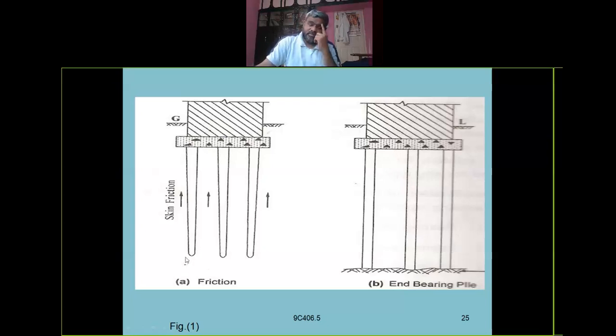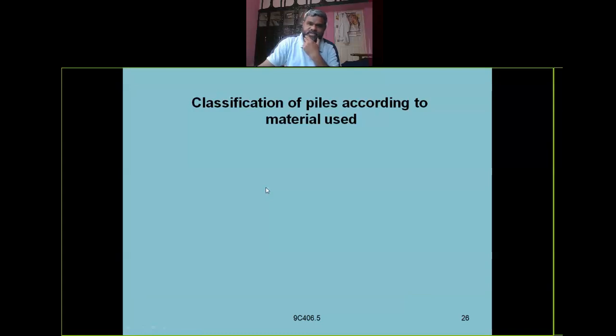Here the piles are not rested on hard strata, but the piles are constructed close to each other, and the gap between the piles is filled with sand, so the skin friction will be developed. Based on the skin friction, the piles are working and resisting the structure. These types of piles are called friction piles.